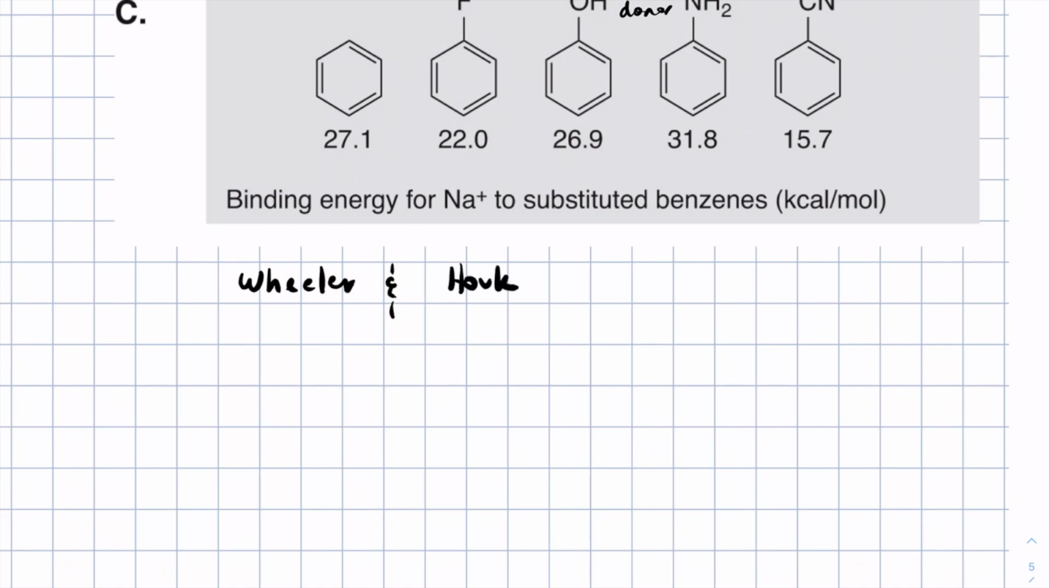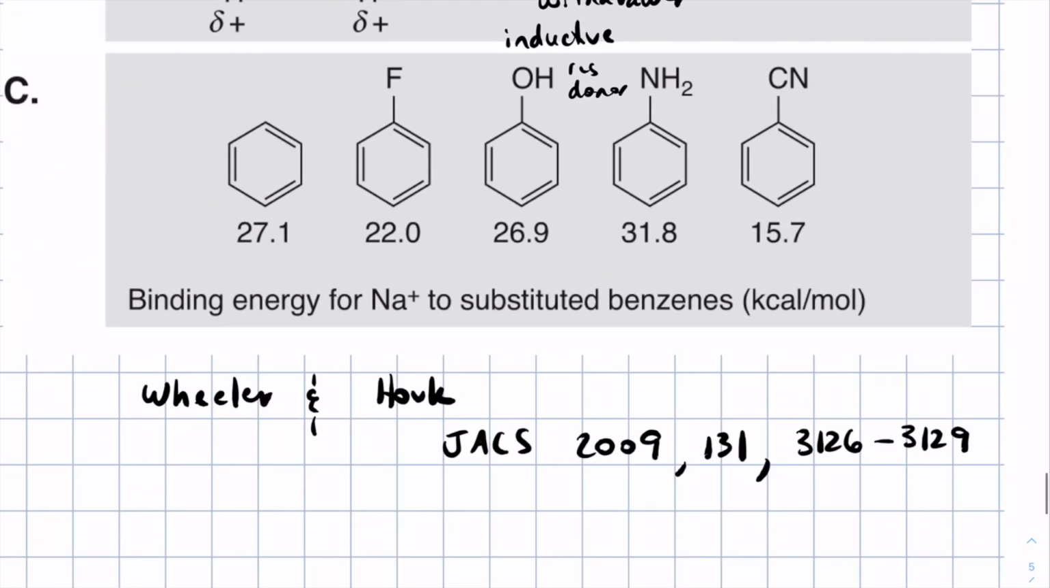This is actually from Dan S.'s PhD advisor. And what they demonstrated is that in most cases, you can rationalize, they did this through calculations, the differences in binding energy between, say, sodium and these various monosubstituted benzenes, not by considering polarization of the pi system, but just by considering the through space interaction of the sodium ion with the substituent itself.